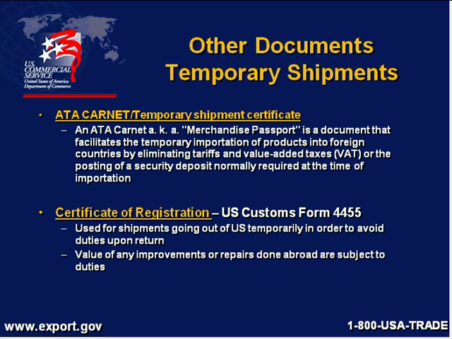You've got Certificate of Registration, which is U.S. Customs Form 4455, and it's used for shipments going out of the U.S. temporarily in order to avoid duties upon returns. Some of you know it as the 9801 programs and the different programs that are out there from U.S. Customs. Next, please.